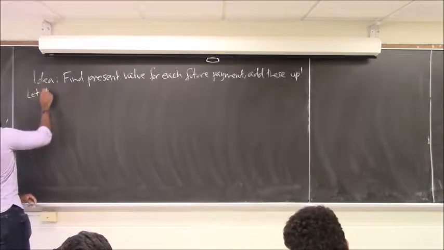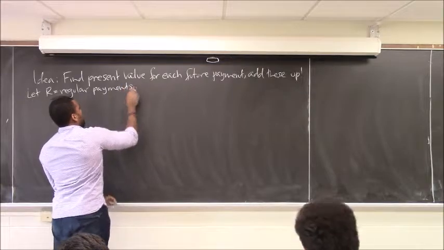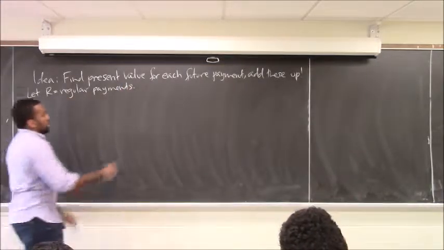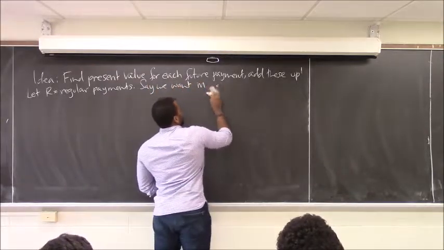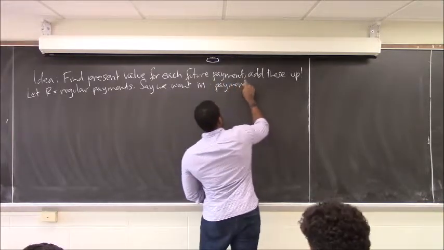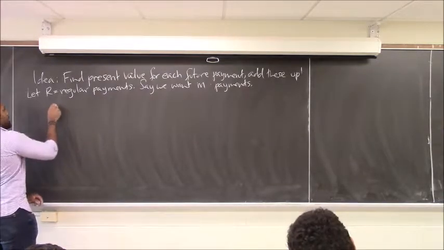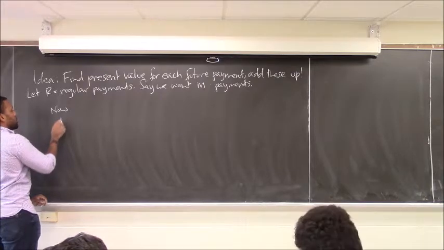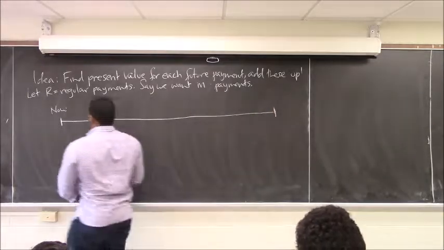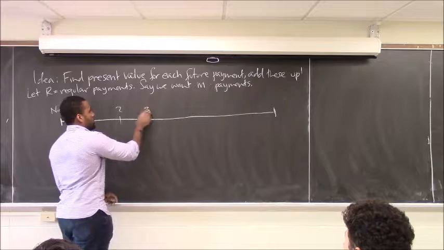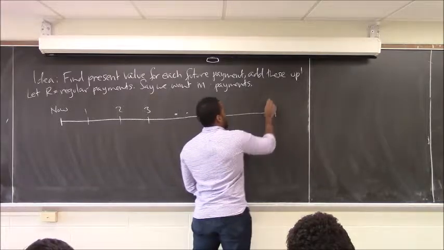So let R equal these regular payments that I'm looking for. So here is what's happening. Say we want M payments. So there's a certain specific number of payments that I want to have. Okay? So what's going to happen is that here's the now, right? So at this point I need to invest some money that is going to give me payouts over some time span, right? There's going to be the first period, the second period, the third period, dot, dot, dot, the M minus first period, and the Mth period.